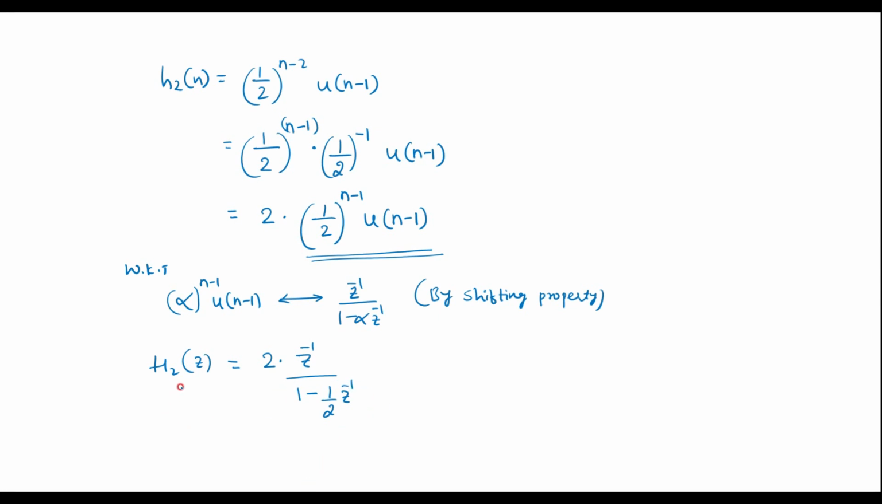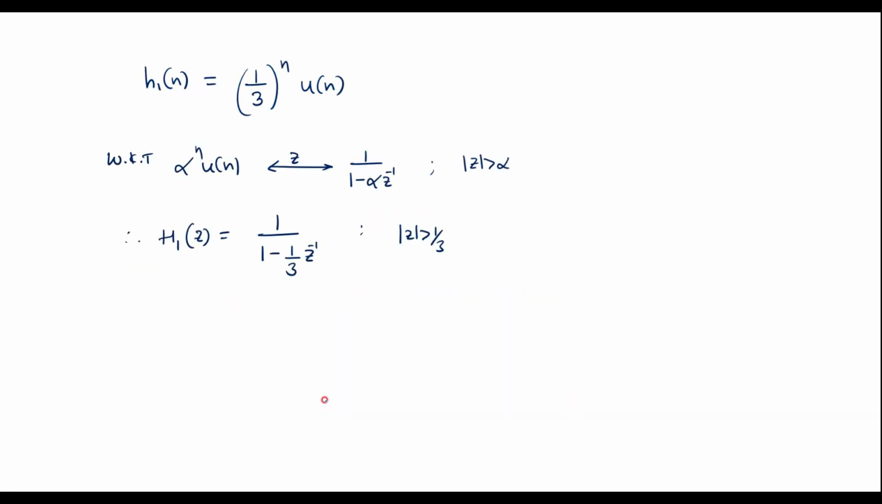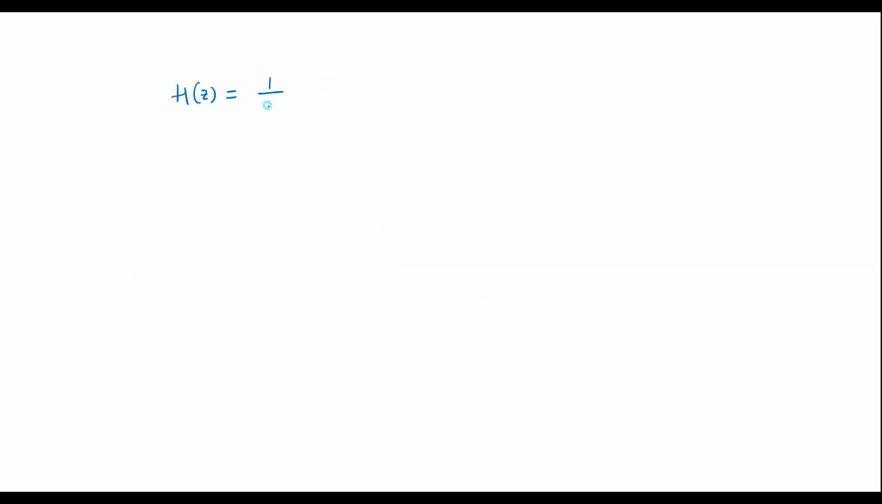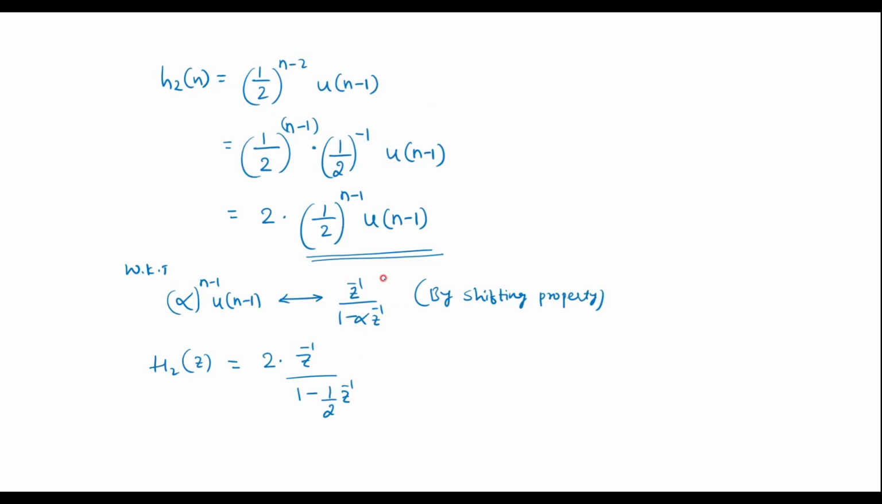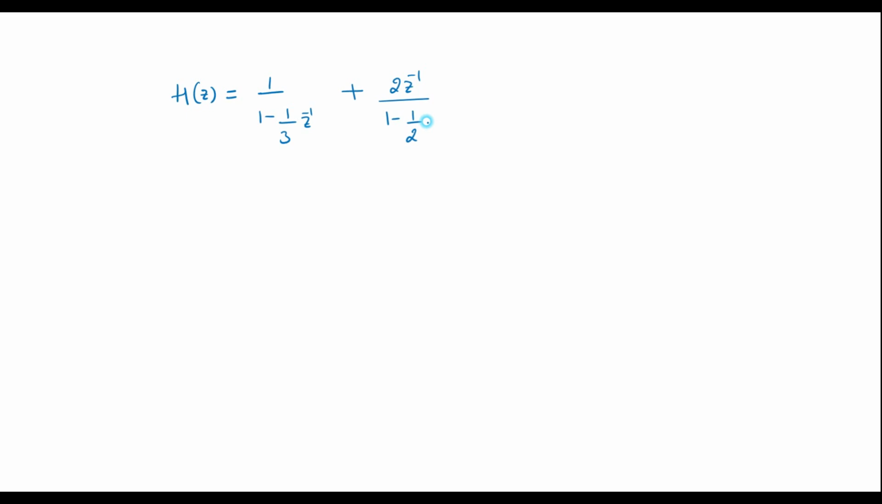So H of z will be H1 of z plus H2 of z. Therefore I can write H of z equal to H1 of z, that is 1 upon 1 minus 1 by 3 z inverse, plus another term, that is 2z inverse divided by 1 minus 1 by 2 z inverse. Now I will simplify this further. Here H of z is nothing but the transfer function.